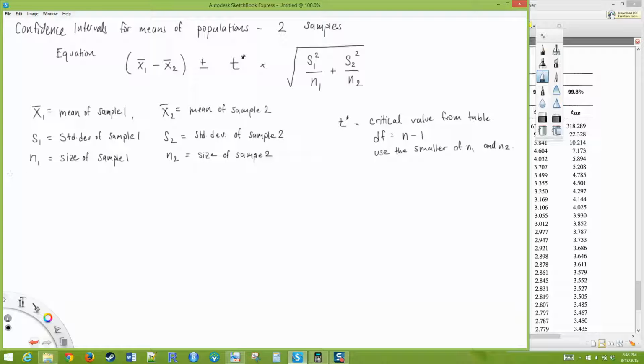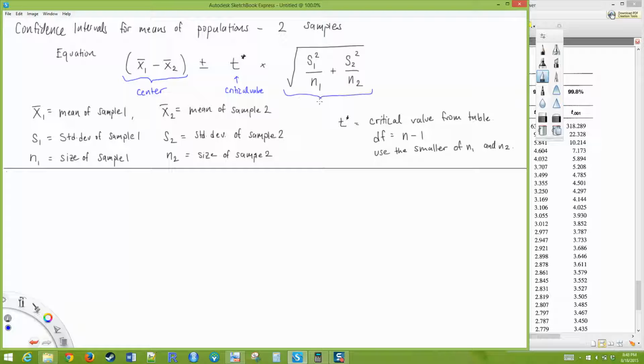Is that okay with everybody? So in the center, we have this. This is our critical value. And this is our standard error. Okay, so the same pieces, it's just the equations, the way we calculate these things have changed, but the same line of thinking, line of reasoning that we've had before.